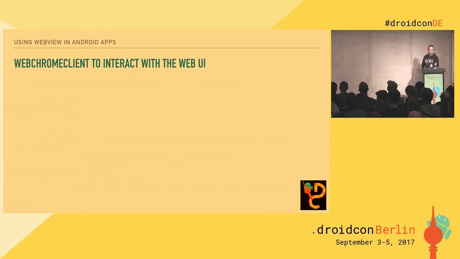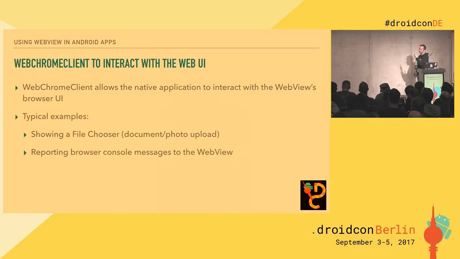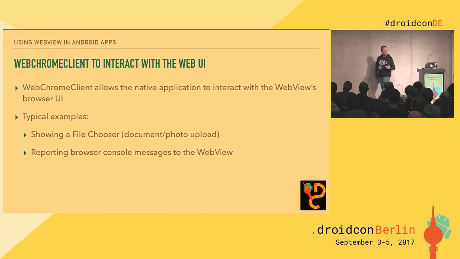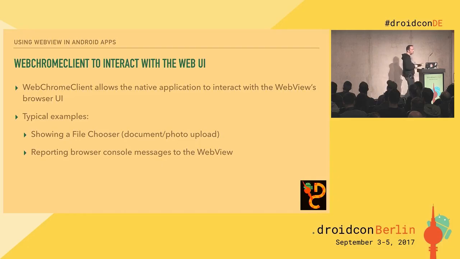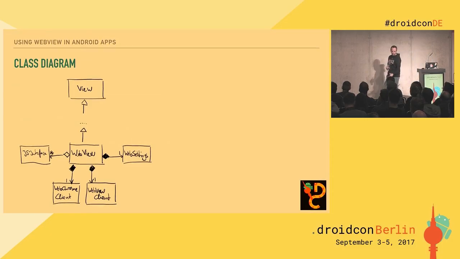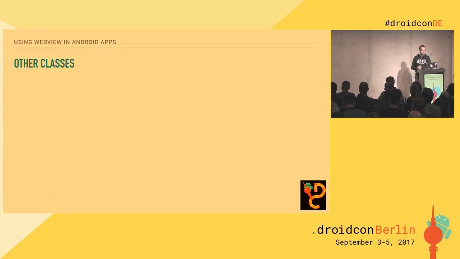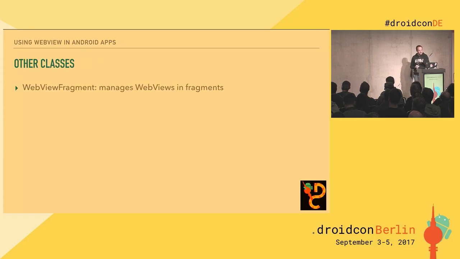The last class that is worth mentioning for this basic setup is the WebChromeClient. That's necessary to interact with the browser UI. Typically, you'll need that if you do stuff like showing a file chooser for document or photo upload from your phone, or interacting with the browser's console to look into error messages popping up there, for example. So from a structural point of view, it looks kind of like that. You've got the view that has WebView as a child, and then a whole bunch of associations like WebSettings and the WebViewClient and the WebChromeClient, and on the left-hand side, the JS interface, which we'll get to in a minute.